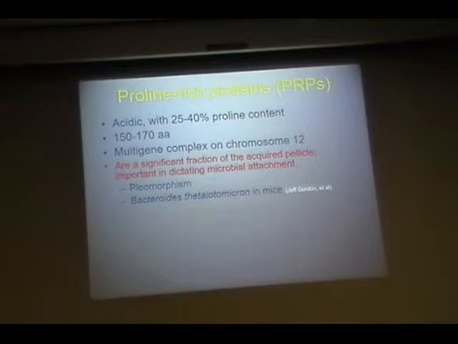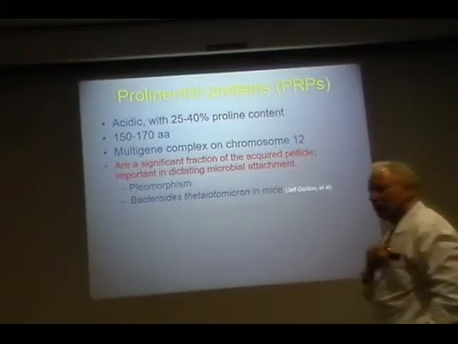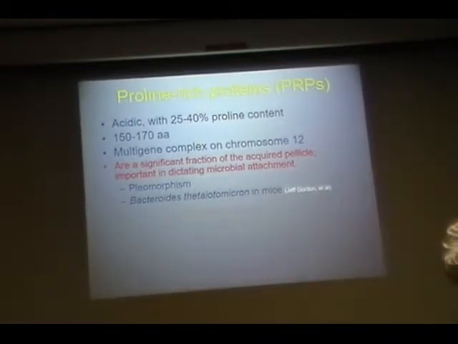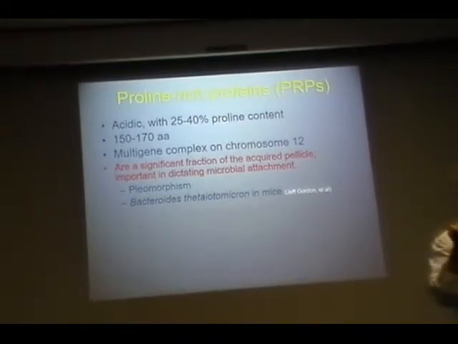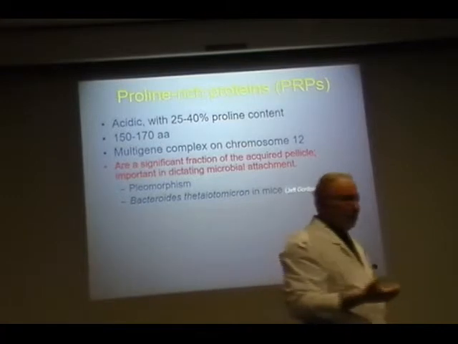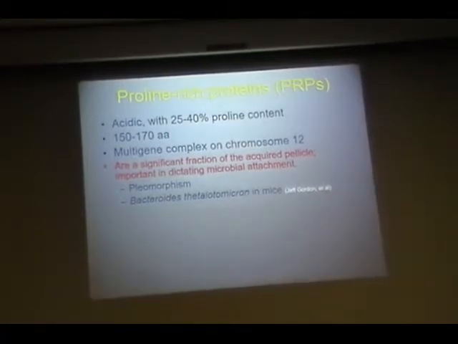Okay, this is something that's real important. Proline-rich peptides. These agents are rich in the amino acid proline. A significant fraction of the acquired pellicle is made up of proline-rich peptides. It's important in dictating microbial attachment. That is a very important take-home message, because proline-rich peptides play a central role in promoting selective adherence of key early species of organisms to the salivary pellicle. Very important. Proline-rich peptides.